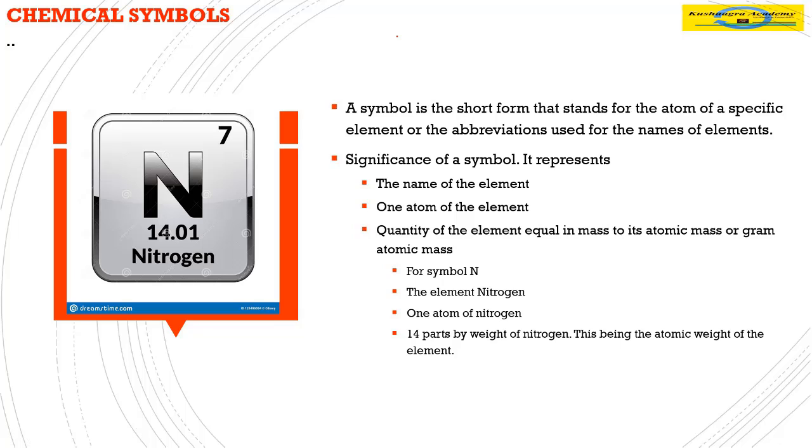Now if I am writing oxygen, O, what is the atomic number of oxygen? It is 8, and its atomic mass is 16. So what does this symbol represent? This is the symbol of oxygen, which represents the element oxygen, one atom of oxygen, and 16 parts by weight of oxygen, and 8 represents the atomic number. If I am writing O2, what does it represent? Here it is 2 atoms of oxygen. The structure is like this.